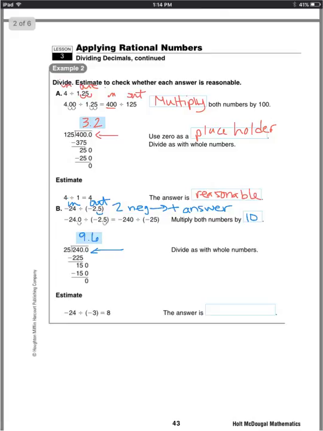And then we're going to estimate negative 24 is already a whole number, and then negative 2.5 can round up to 3, so negative 24 divided by negative 3 is 8, so the answer is reasonable.